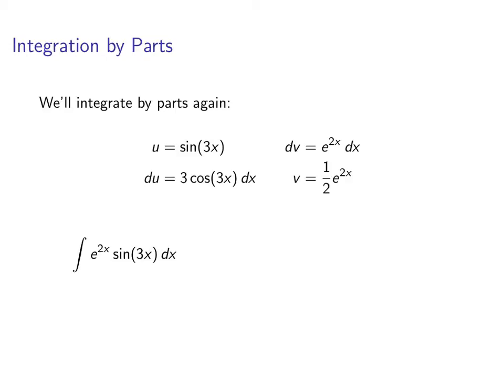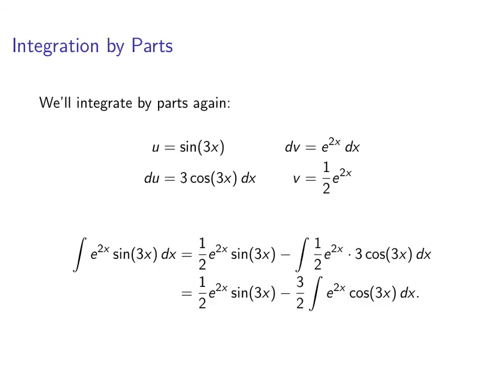Now if we just look at the integral on the right hand side that we were working with, the integral of e to the 2x sine of 3x. All right, so same deal. uv minus the integral of v du, which we will again clean up to get this.